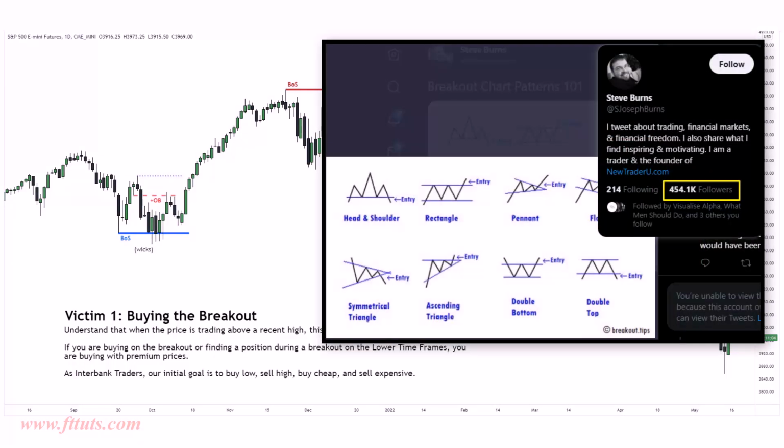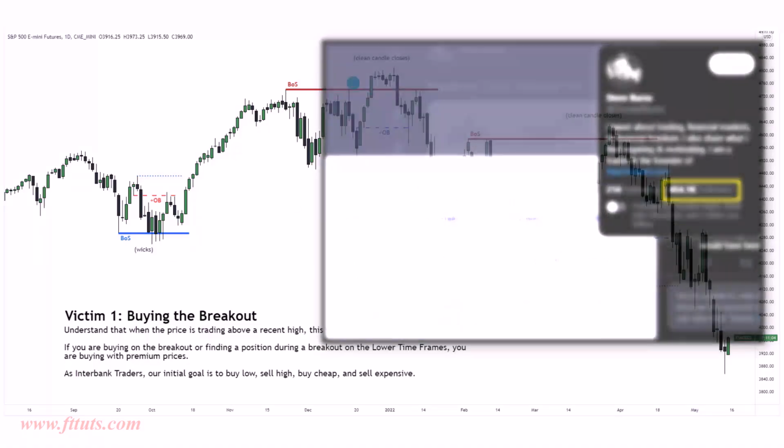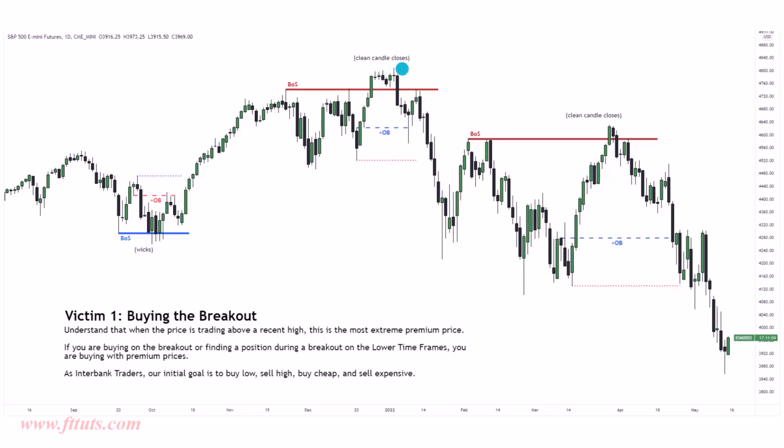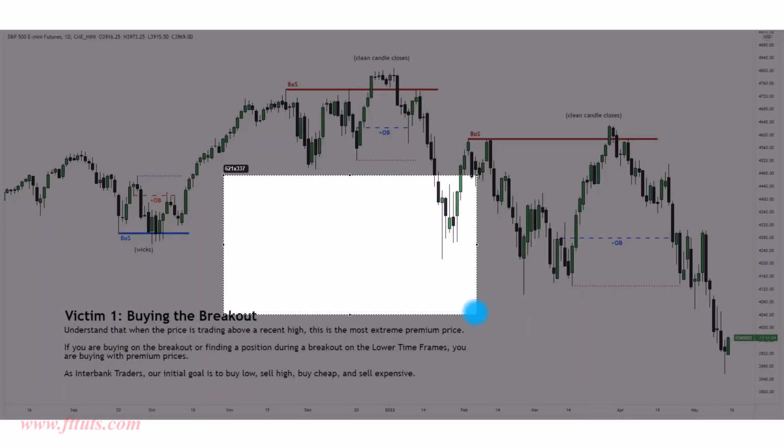Victim one is your typical retail trader that uses retail patterns like bull flags or head and shoulder breaks or whatever. I don't really know anything about patterns, but what they do is they just buy the breakout. And when you're buying the breakout, you're buying the most expensive prices. Let me explain this.